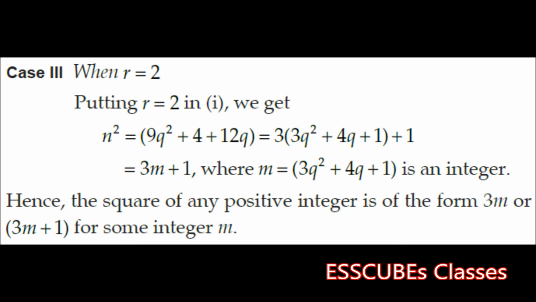Thus we see from the last three cases that we have discussed that the square of any positive integer is of the form 3m, or it is 3m plus 1, where m is an integer.